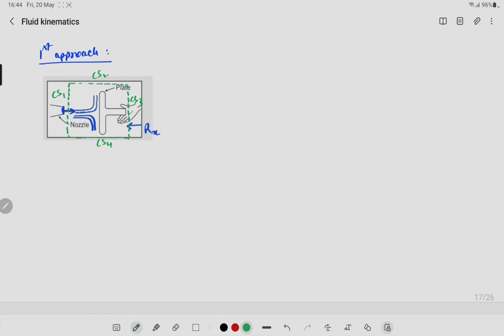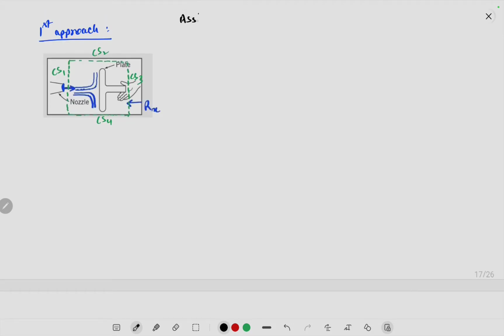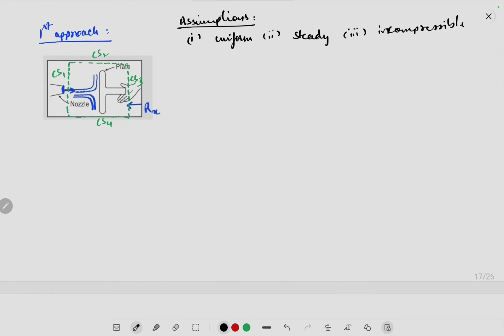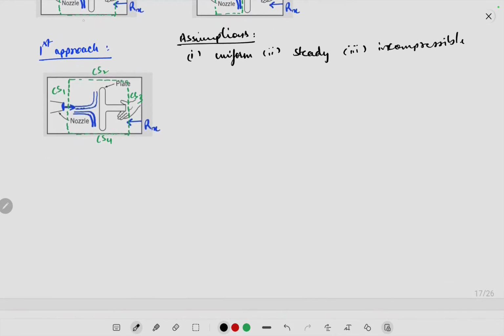now since it is not explicitly written, let's assume also that the flow is uniform, steady and incompressible. Okay, if it would not have been incompressible or steady or uniform, it would have been given in my question. Okay, all right.